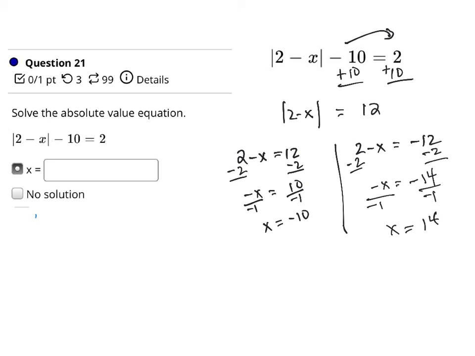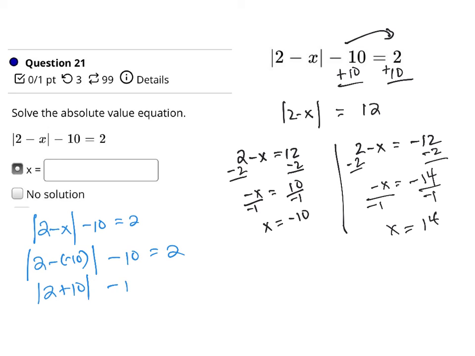Let's check them just to make sure. We have the absolute value of 2 minus x, minus 10 equals 2. Let's check the -10. So if we have 2 minus a -10, minus 10 equals 2. So this is really 2 plus 10. And that would be 12. So the absolute value of 12 is 12, and 12 minus 10, does that equal 2? Yes. So that one works. Negative 10 works. Let's now check the other one.